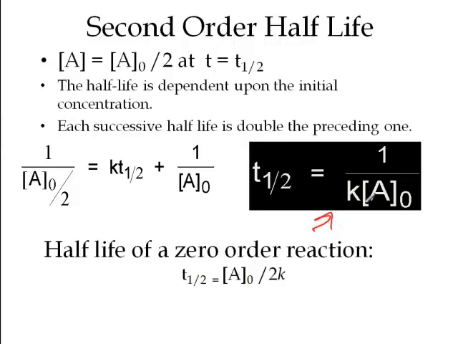This also works if you want to do the chart like I made: if you pay attention to this line right here, each successive half-life is double the preceding one, so you can work it out. We'll do some of those problems in class so you can see how it works. And if you see that it is a zero-order reaction, you can see right here that the half-life just equals the concentration over 2 times K. We'll practice all of these in class, and that's the whole idea of this.